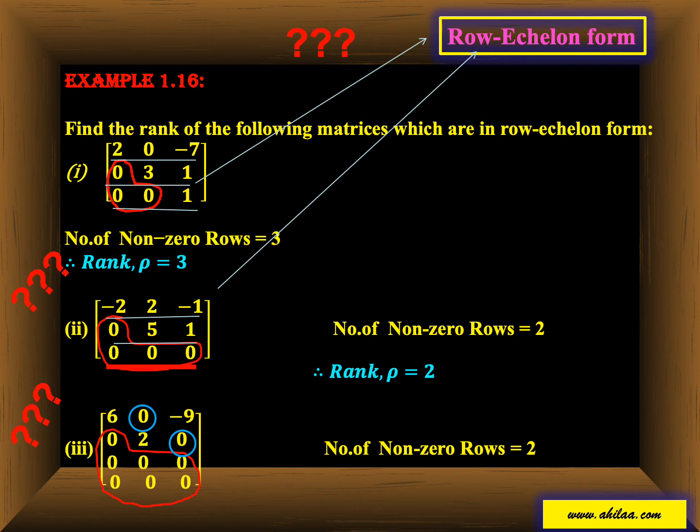Now, count the number of non-zero rows. First row is non-zero and second row is also non-zero because 2 is a non-zero value, and third and fourth are 0 rows. So, how many non-zero rows? Only 2. Therefore, rank is 2. Understood? Fine.